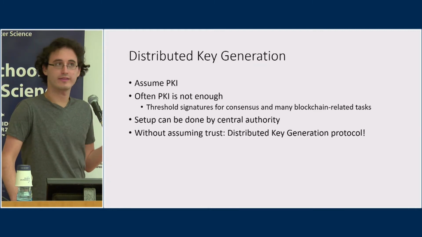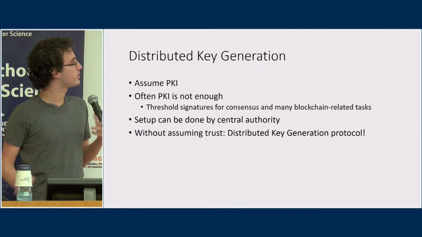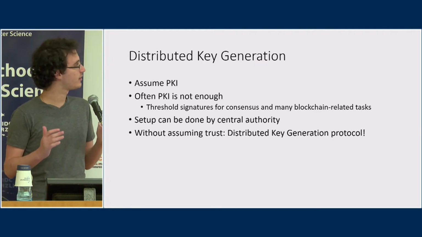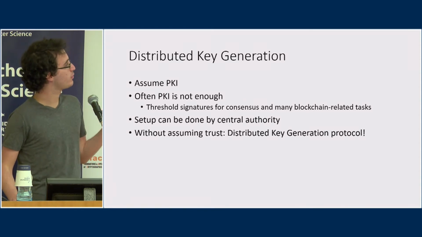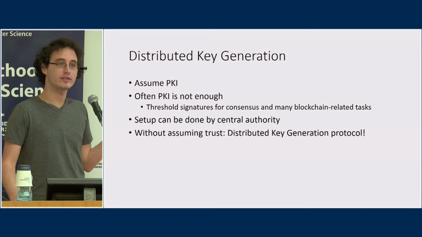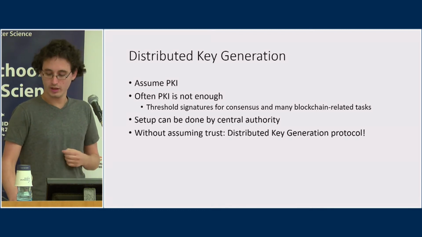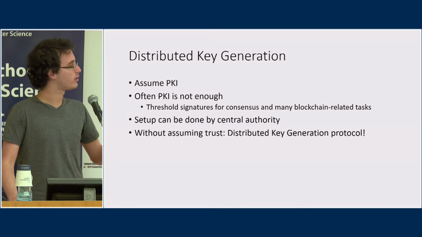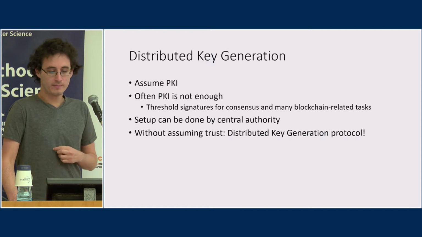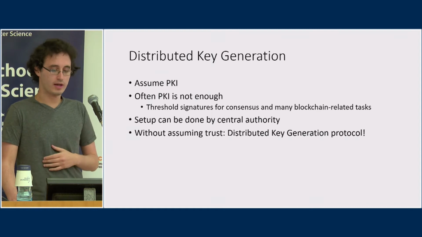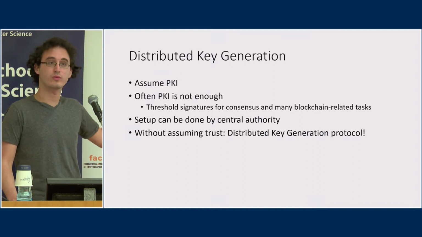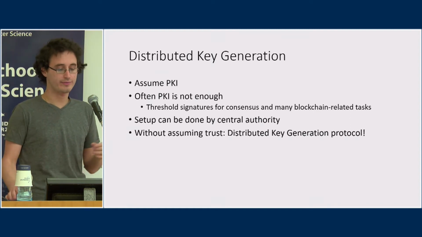However, often that is not enough. In what sense isn't it enough? We might want a kind of more structured randomness. For example, we might want to have threshold signatures, which are a more powerful primitive. I'm going to talk about them a little bit more in the next slide. And that's a very useful primitive for consensus, for blockchain protocols, and we want to be able to do that as well, and the PKI simply isn't enough.